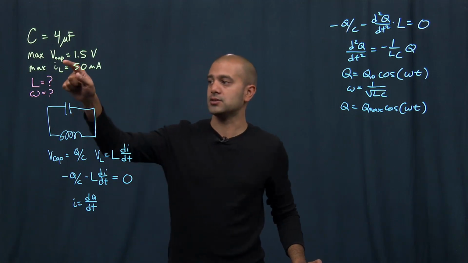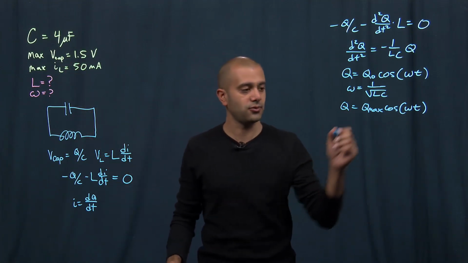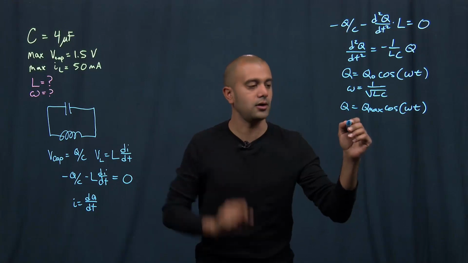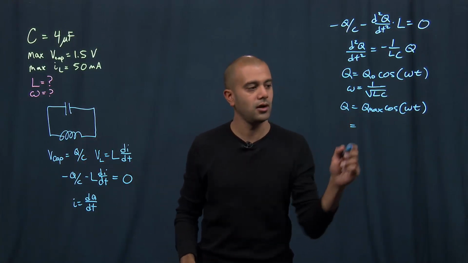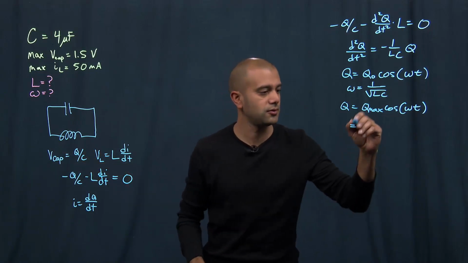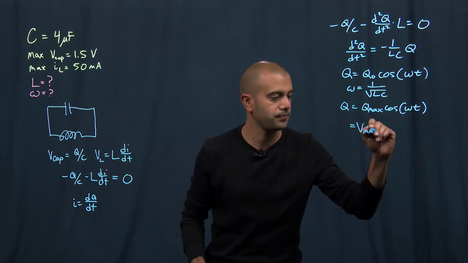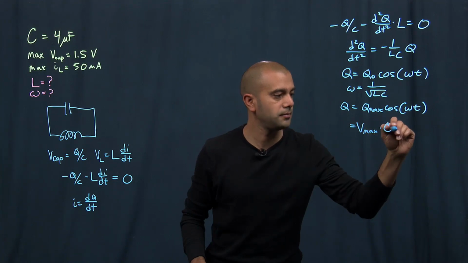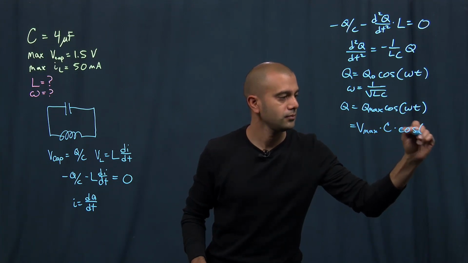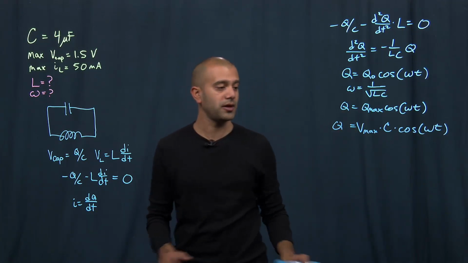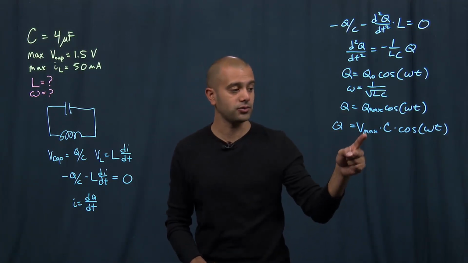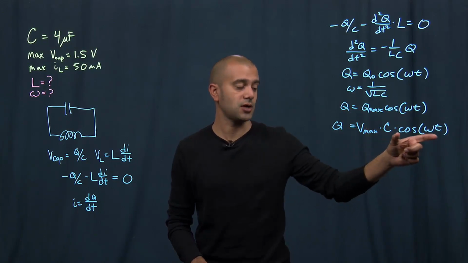What we're given here, though, is the voltage. So what I'm going to do is rewrite this in terms of voltage to get that quantity in here because we know what it is. So just using this equation, I can just plug that in here. Q equals V times C, so this is going to be V max times C. Okay, so this tells us that the charge on the capacitor plates equals the maximum voltage that it can hold times its capacitance times this oscillating factor.